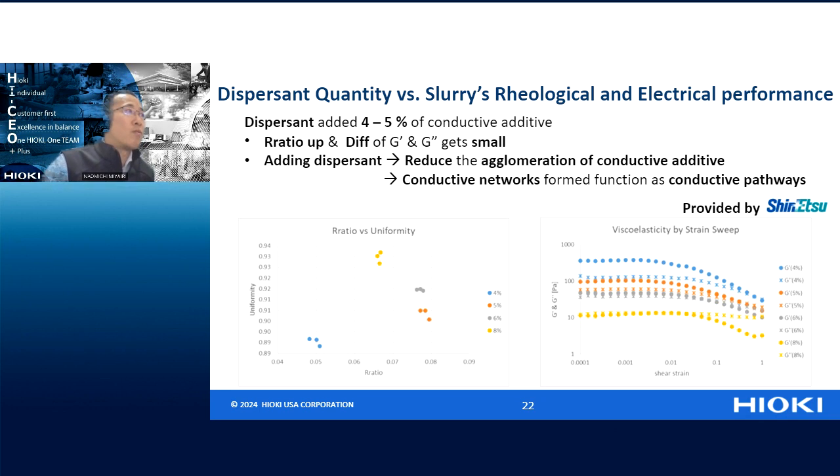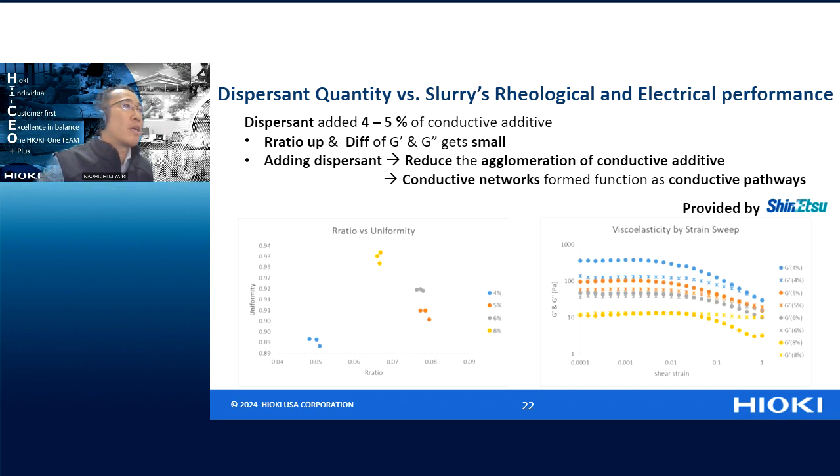So these 4 slurry samples were tested with a slurry analytical system, and also viscoelasticity was measured. On the left-hand graph, you can see data of our ratio on the horizontal axis, and the uniformity values on the vertical axis. And storage and loss modulus values were plotted by shear force.